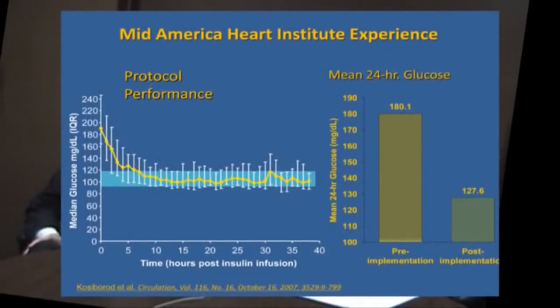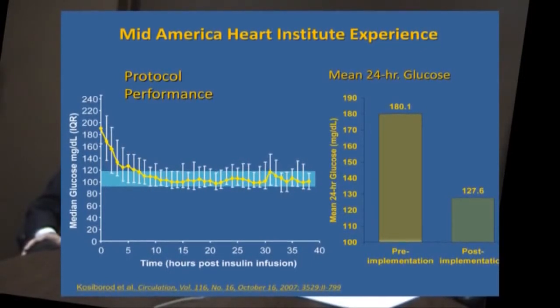And we just looked at our data again, and it looks very favorable. As you will see, all the data that we show is one of our earlier experiences with a small number of patients. But now that we looked at our 5 years' worth of data, it looks very similar: we control glucose very nicely with this dynamic protocol called the Yale Mid-American Heart Institute protocol, because it was a joint effort between two institutions.